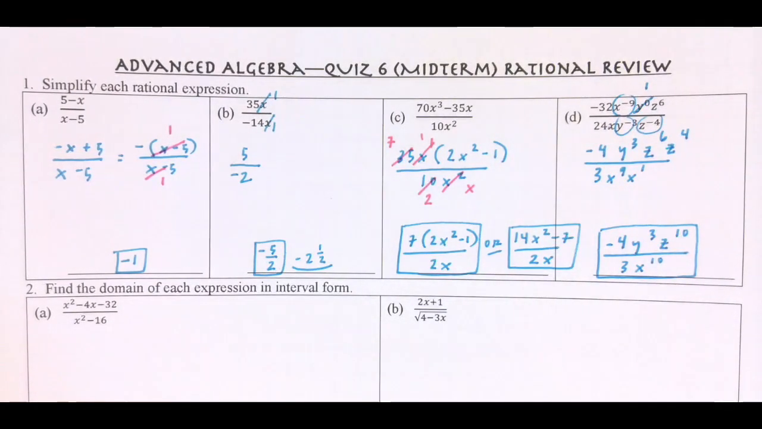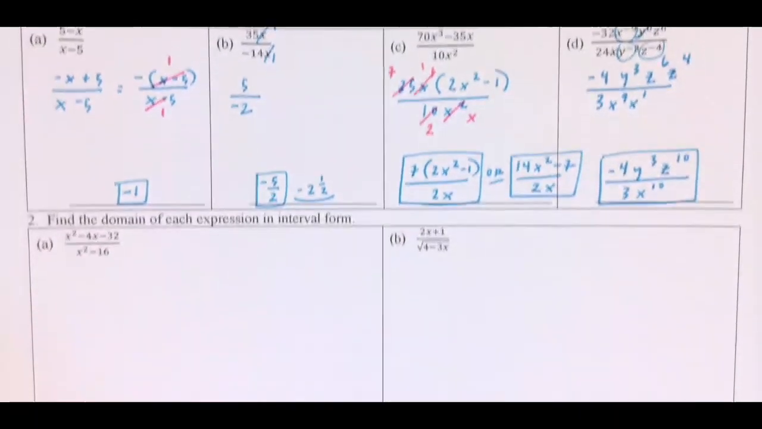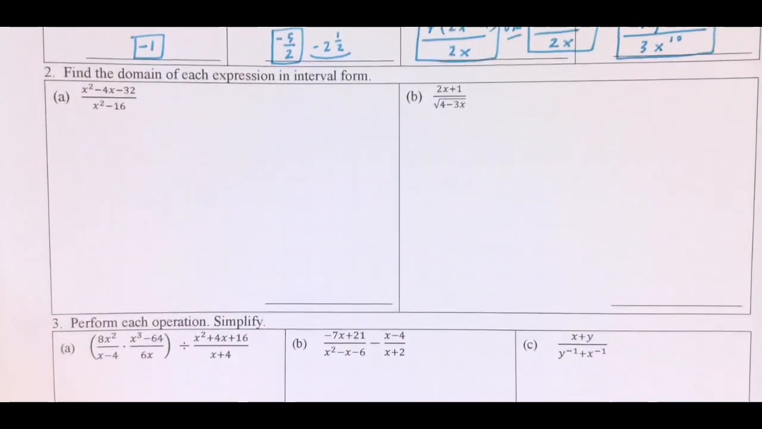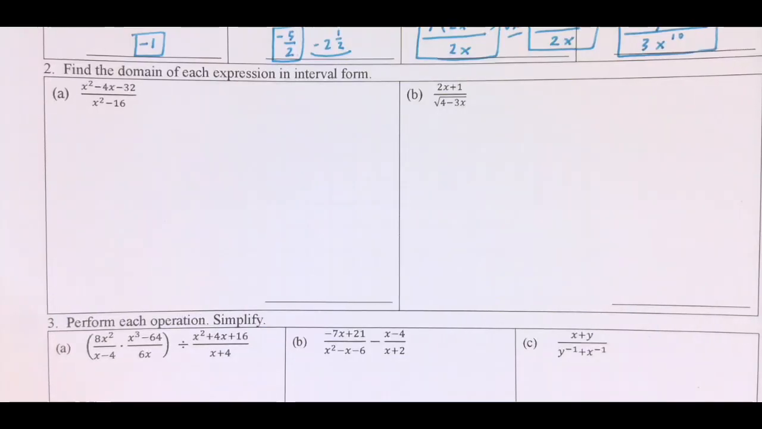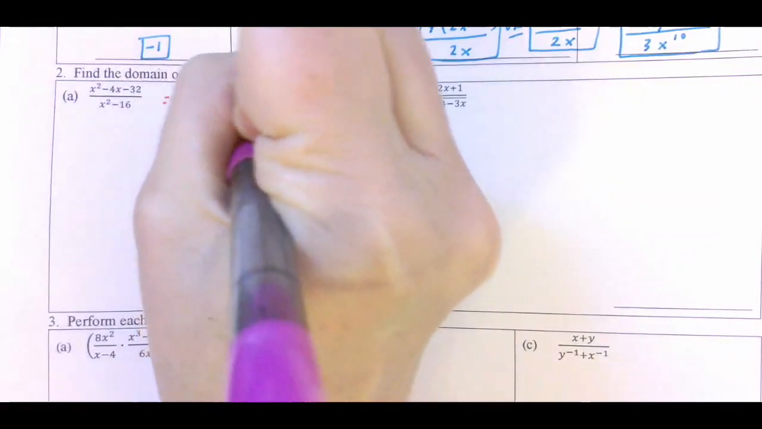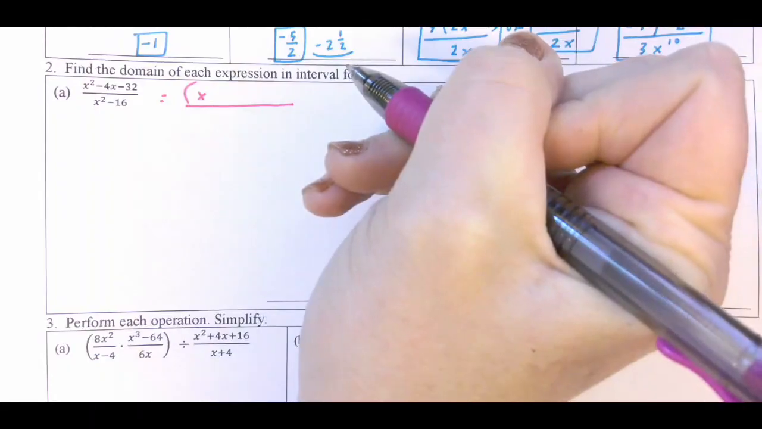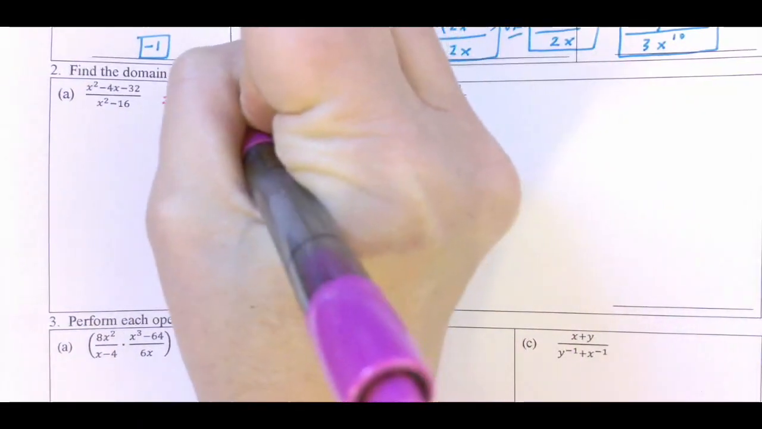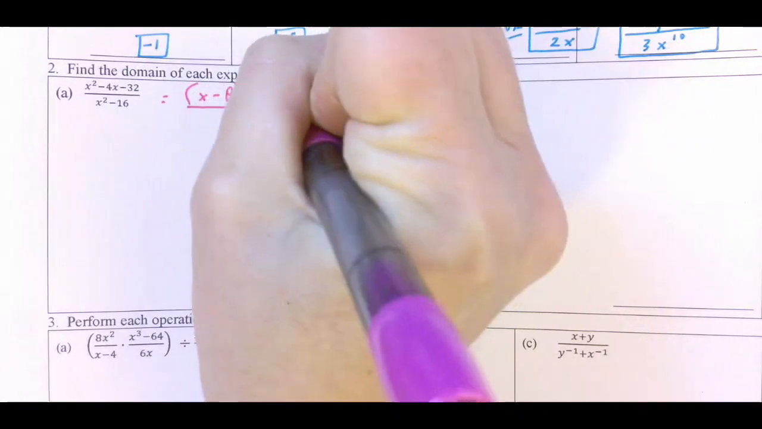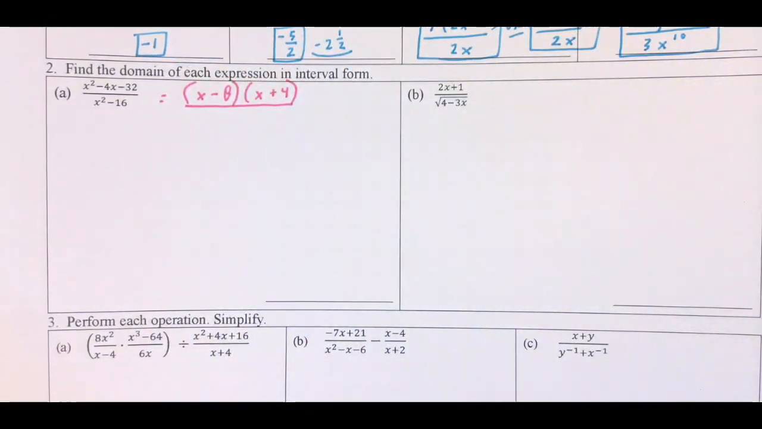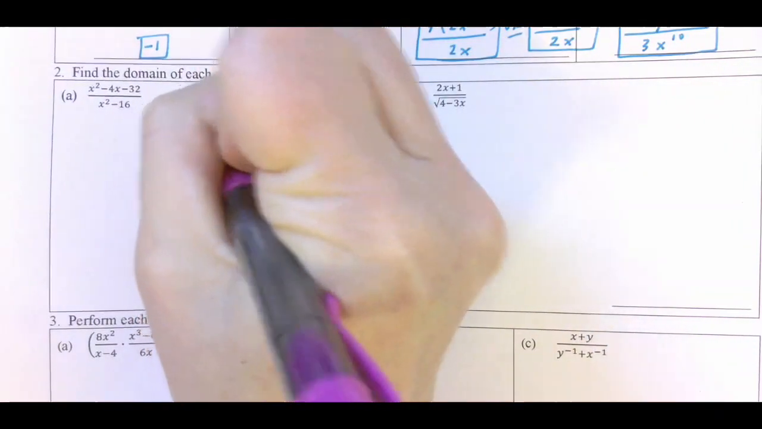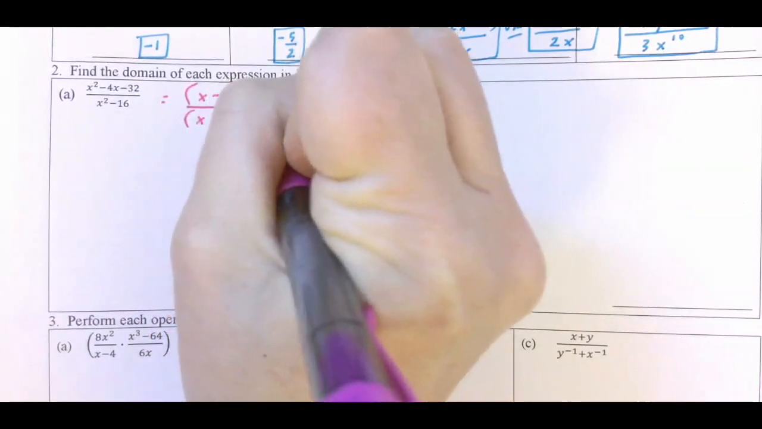All right, next skill, we're looking at the domain of each expression in interval form. So whenever we're looking at a fraction, a quotient, we can't have 0 on the bottom of a fraction. So my first thought is to factor it. So usually I just factor all of it, but the numerator part really doesn't impact my domain. So here, even if I factor the top and I get x minus 8 times x plus 4, the domain restriction comes from the bottom, and that's x minus 4 times x plus 4.